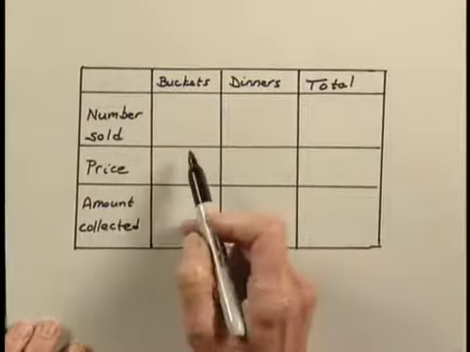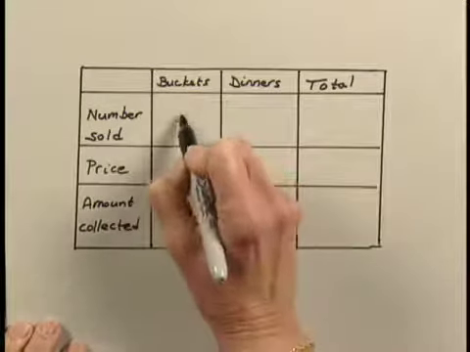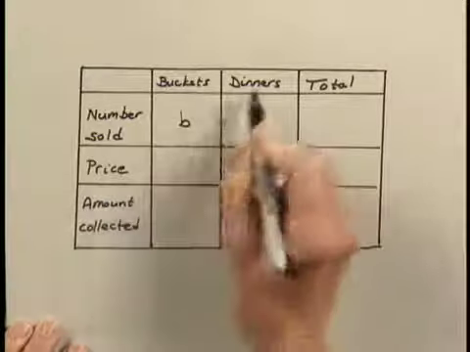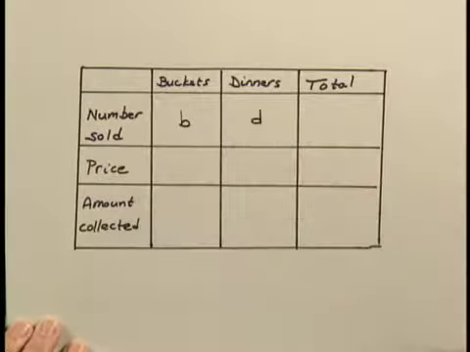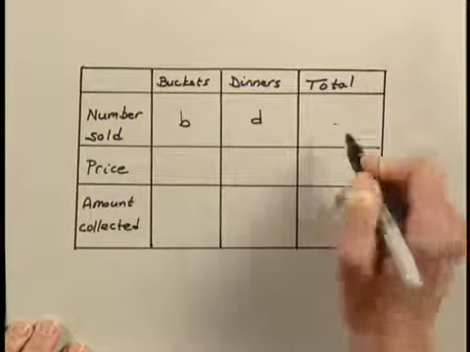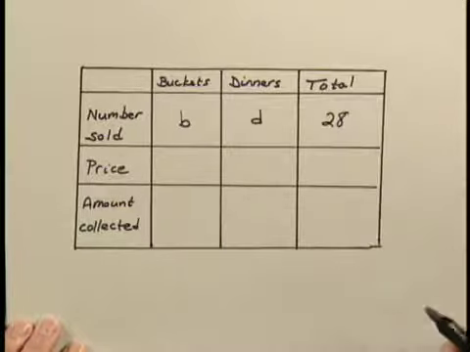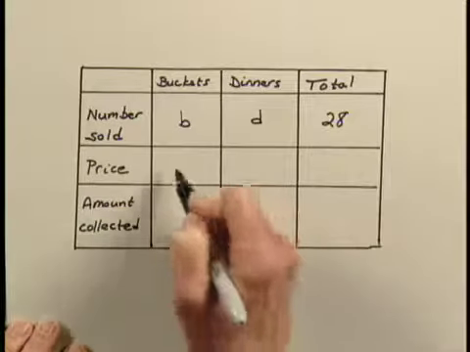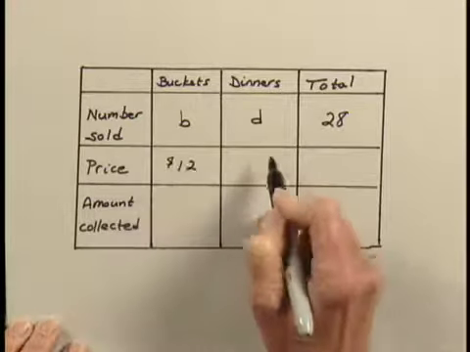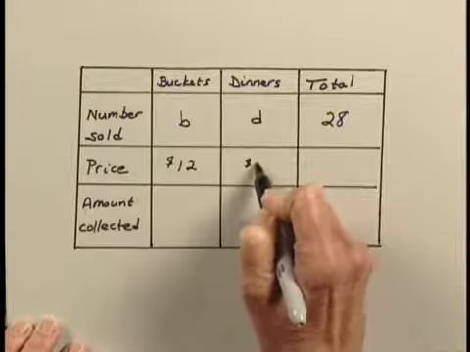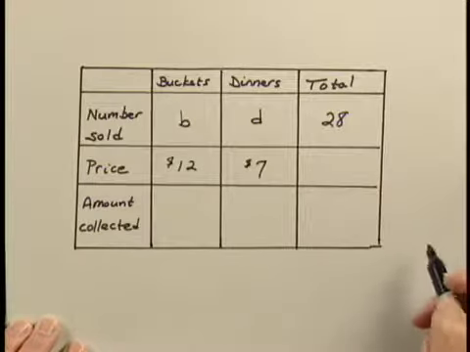We've said that the number of buckets sold we would call the variable B. The number of dinners sold we were going to call D. And we were told that the total number of buckets and dinners sold was 28, so we'll put 28 in this total column. Now we were also told that the buckets of wings sell for $12 each. The price of the dinners is $7. And we're going to leave this cell blank because it doesn't apply here.